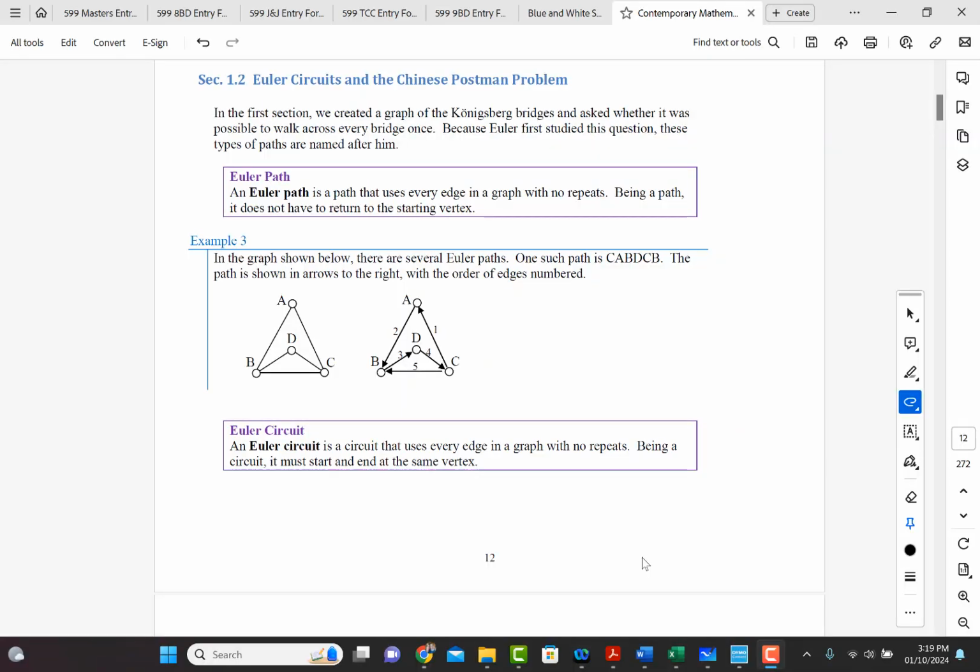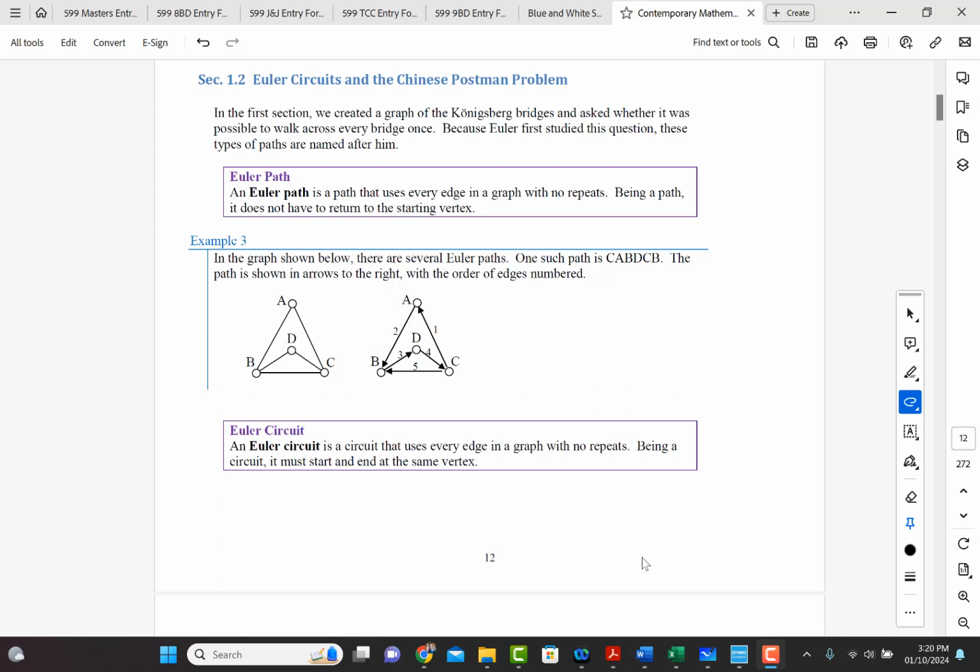All right, welcome. So now we're going to start section 1.2, which is Euler circuits and the Chinese postman problem. In the first section, we created a graph of the Königsberg bridges and asked whether it was possible to walk across every bridge once. Because Euler first studied this question, these types of paths are named after him.